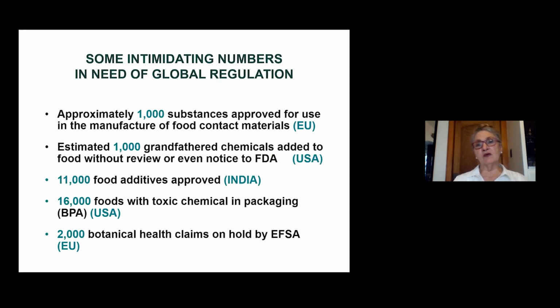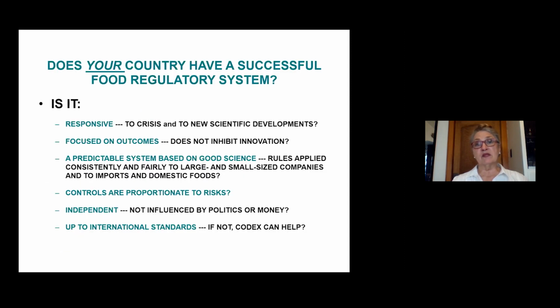So there's some intimidating numbers that we have to look at for this global regulation. There are approximately 1,000 substances approved for use in the manufacture of food contact materials just in the EU, excuse me. But there are 1,000 grandfathered chemicals added to food without review or even notice to the FDA in the USA. India has approved 11,000 food additives, and there's 16,000 foods with toxic chemicals in the packaging, such as BPAs in the US, and there's 2,000 botanical health claims on hold in the EU. So every day when we look at food safety, we're seeing all these different chemicals and substances and additives, and we're trying to figure out which ones are safe and which ones aren't. And these global regulations have to be looked at separately as well as together to see how they work.